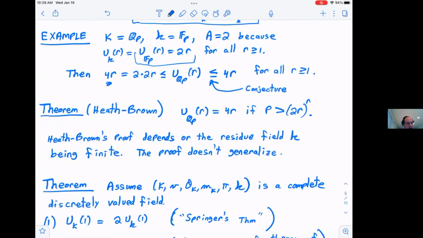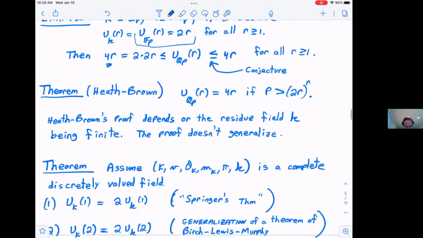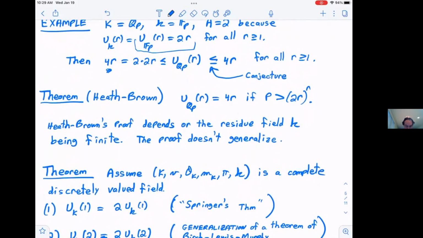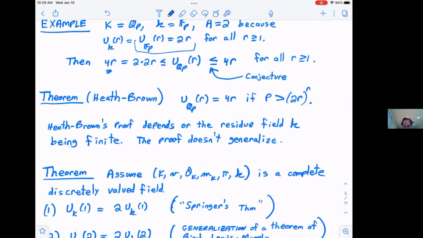So there are some things we can say about this general conjecture too, the general case. Assume K comma V is a complete discretely valued field. Indeed, in general, the conjecture does hold for one quadratic form. I have here in parentheses, "Springer's theorem" in quotation marks.